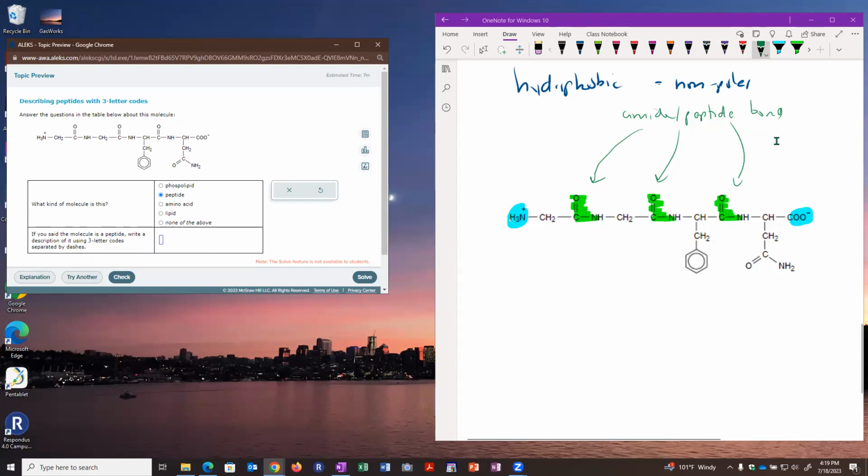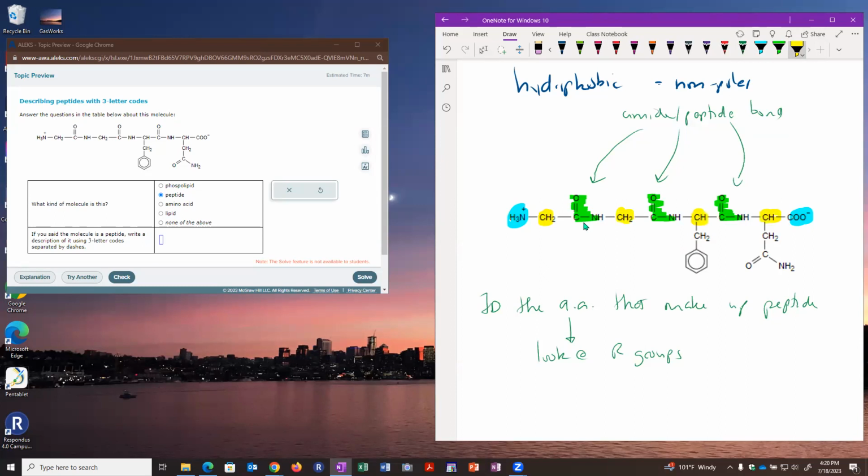So we need to identify the amino acids that make up this peptide. Okay, amino acids are identified by their R groups, right? So we need to find the R groups in our peptide, and by identifying the amide bond, we can quickly see the alpha carbon, right? We'll circle the alpha carbons in yellow, because that's where the R group is going to be connected.